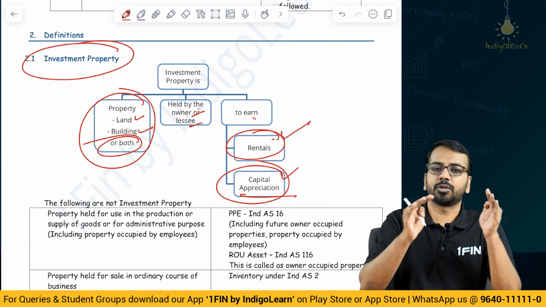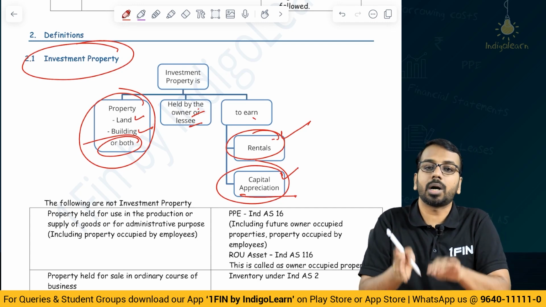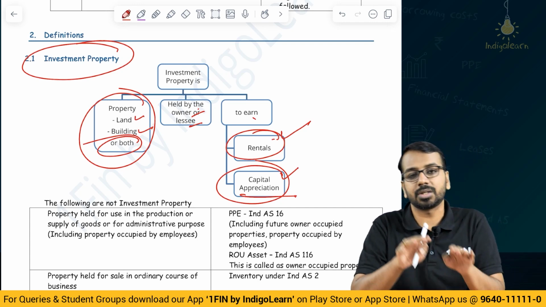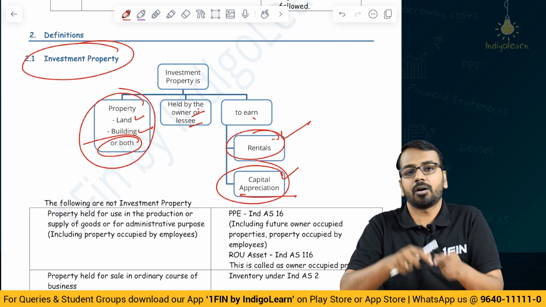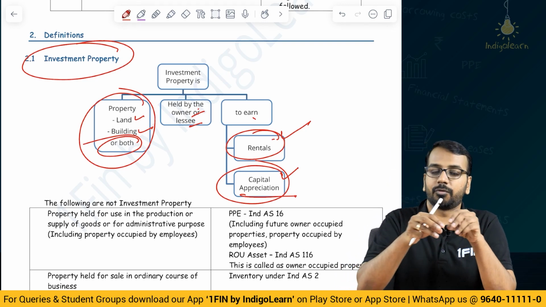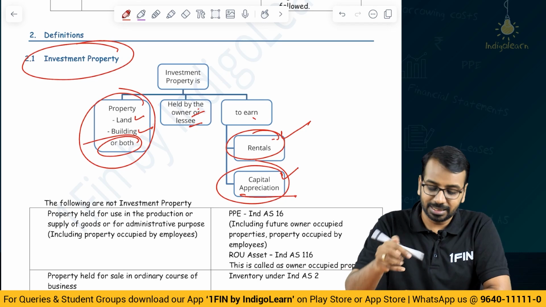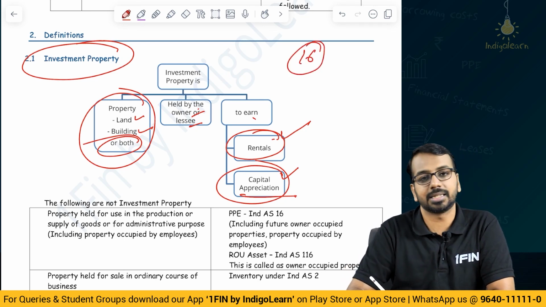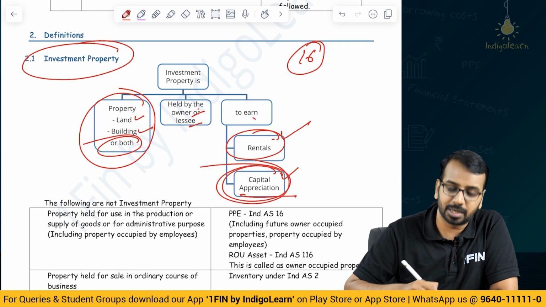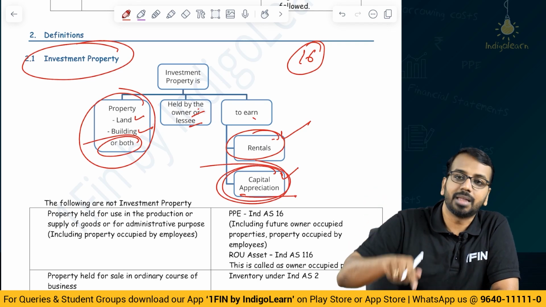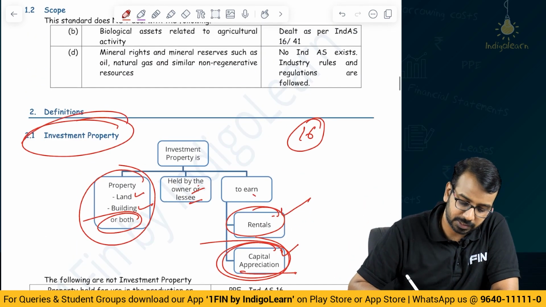Now one key thing that you have to keep in mind to distinguish between what comes under IndAS 16 and what comes under IndAS 40 is that if my objective is to use the property for my office purpose, for my employee's occupation and all of that, then in that case it will come under IndAS 16. But if my objective is to earn rental, if my objective is to have capital appreciation from that building, then that will be covered under IndAS 40.